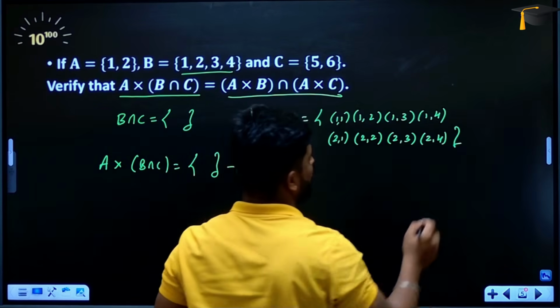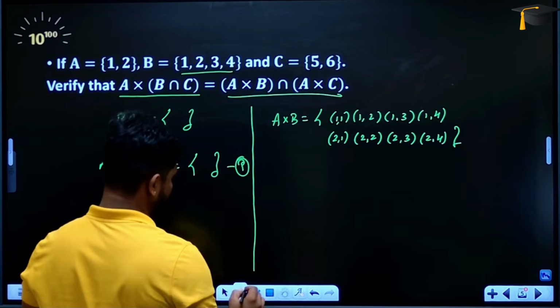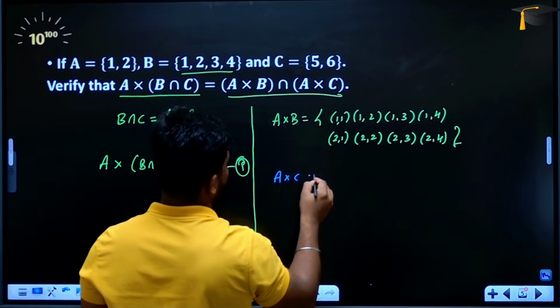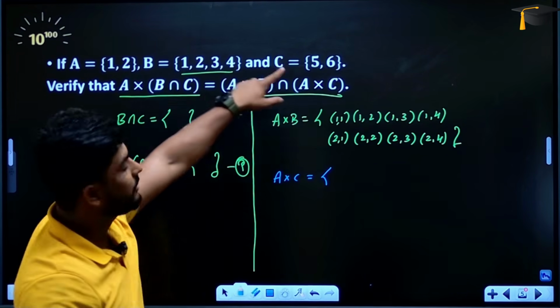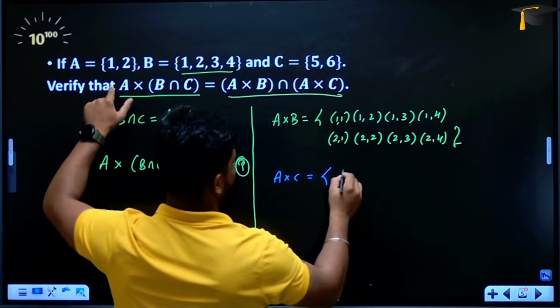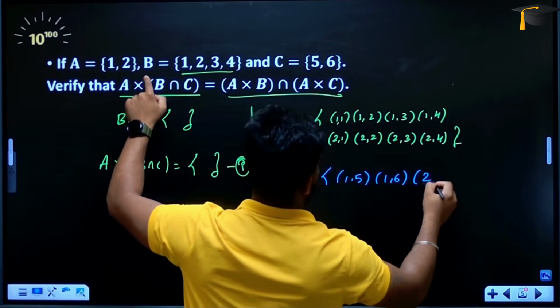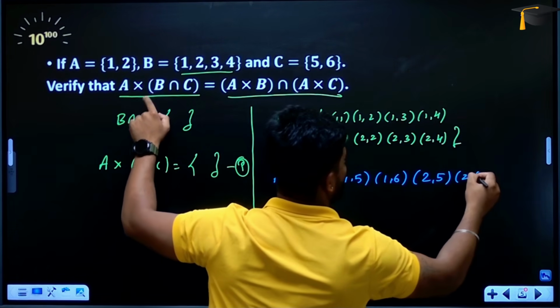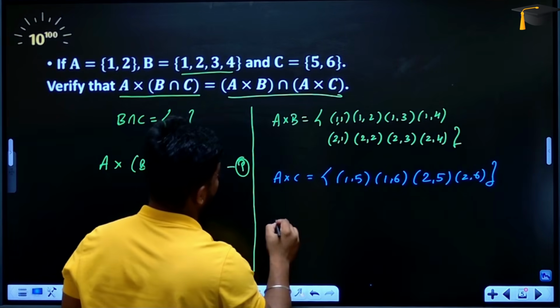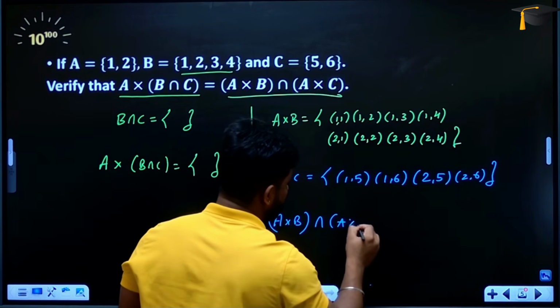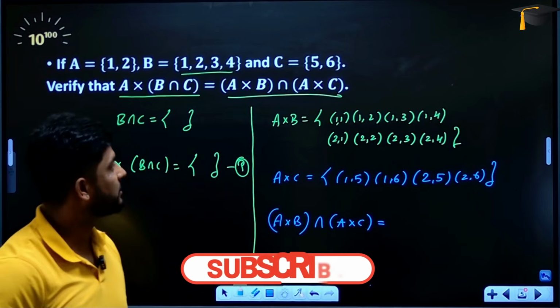So this is A cross B, children. Okay, next let's find out A cross C. So A cross C is equal to this set A into C. Okay, so it's (1,5), (1,6), next (2,5) and (2,6). So now we just have to find A cross B intersection A cross C. Okay, A cross B intersection A cross C.